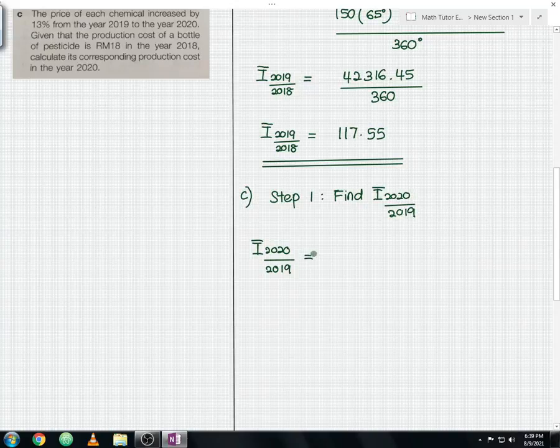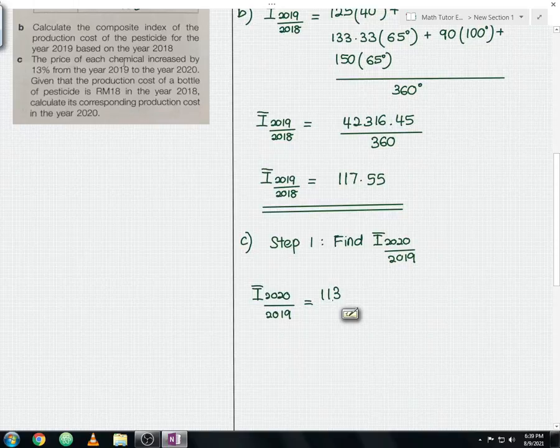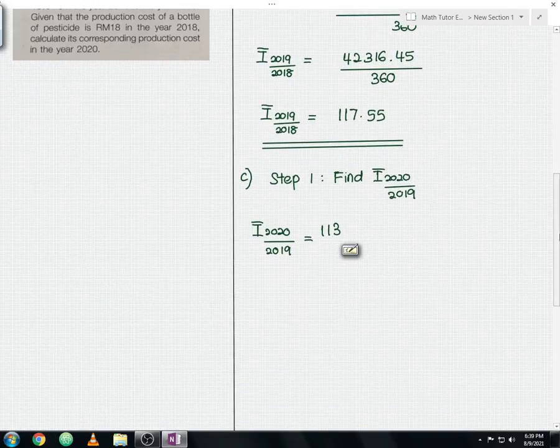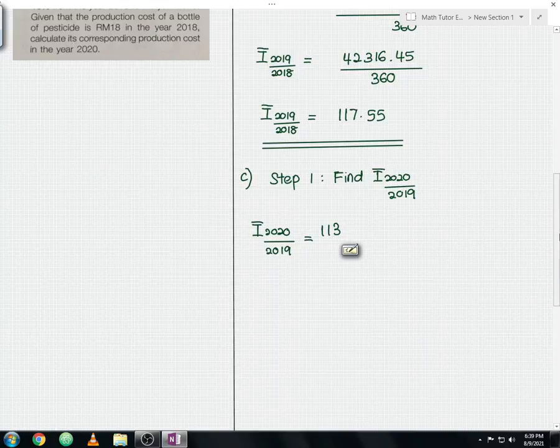Okay, let us start with chemical A. So chemical A price index is 113. Why 113? Like it mentioned, the price of each chemical increased by 13%. So from here the weightage still remains the same from the previous calculation of the composite index. So we're going to apply that same weightage of angle.